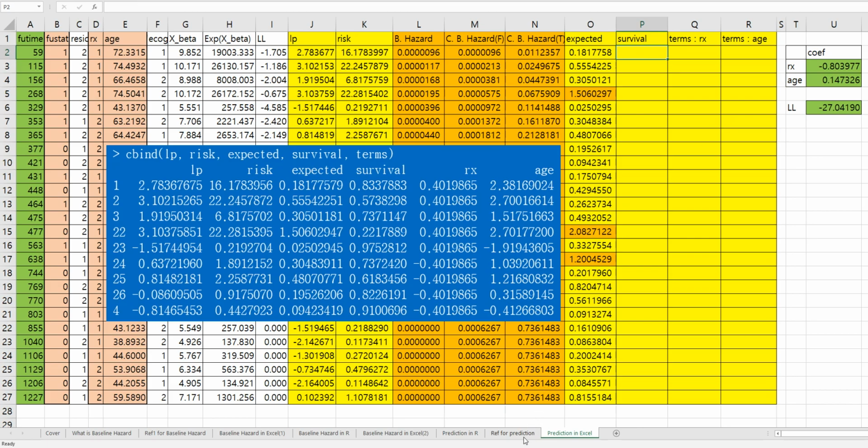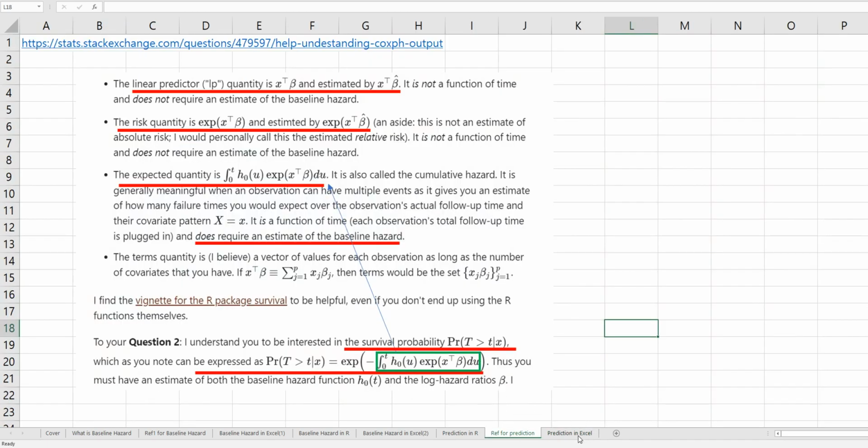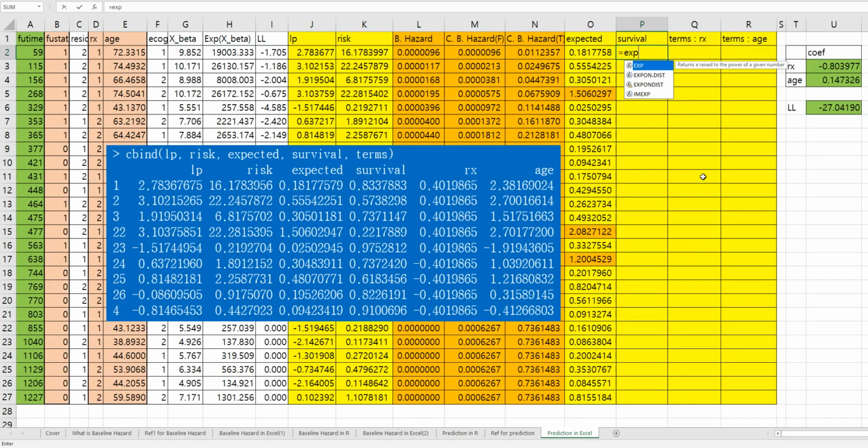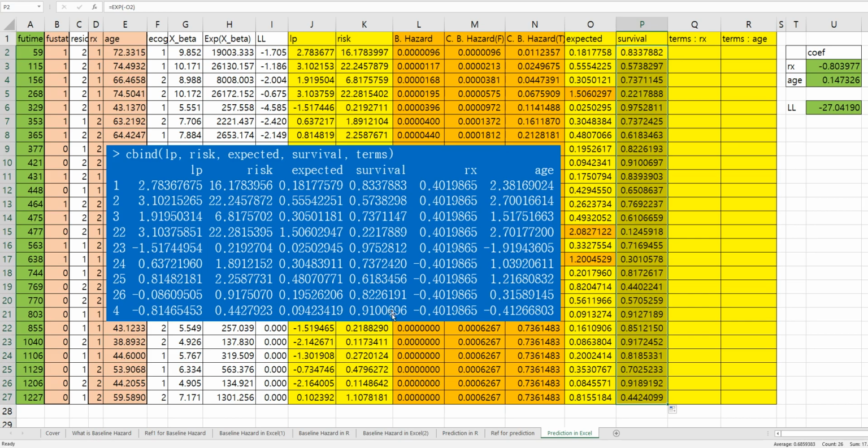And survival probability, this one, exponential of negative expected value. Okay. Same as our output. Yes, I think so.